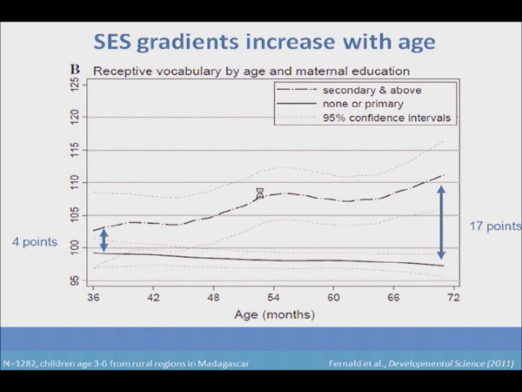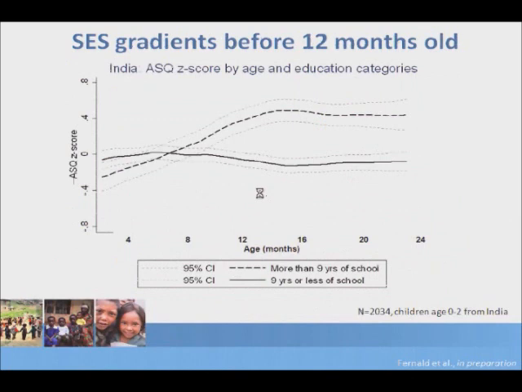Well, you might ask, what about what's happening with kids who are younger than 3? Is this something that's starting at age 3, or when does this begin? When does this gradient emerge? So building on the work in Madagascar and exploring this question of the timing of the gradient, and with even younger children, I've now collected child development data on 9,000 children under age 2 in 4 developing countries: India, Indonesia, Peru, and Senegal. And I'm just showing you data from India, and you can see here there are similar trajectories.